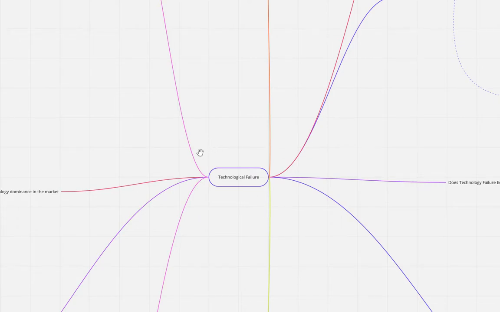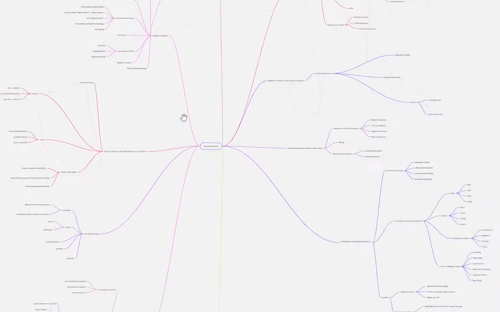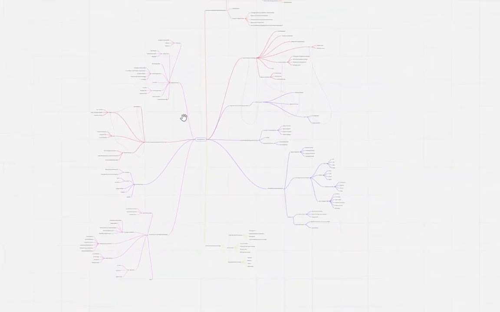So the focal point of my mind map here is technological failure, of course, and from this, what I essentially did was I broke it down. Oh, let me show you the entire mind map first. So the entire mind map looks like this.